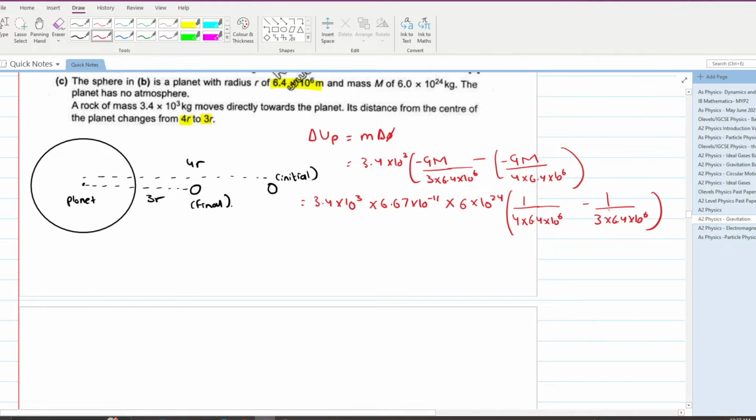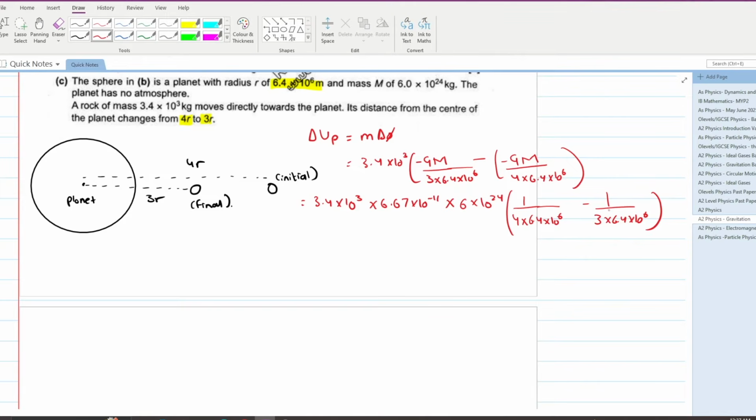Let's see what we get as our answer. I think we will get a negative answer. Let's see. 3.4 into 10 raised to the power 3 multiplied by 6.67 into 10 raised to the power minus 11 multiplied by 6 into 10 raised to the power 24. Okay, up till now it is correct.